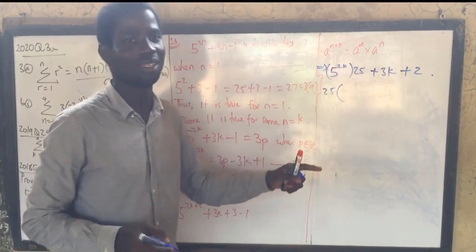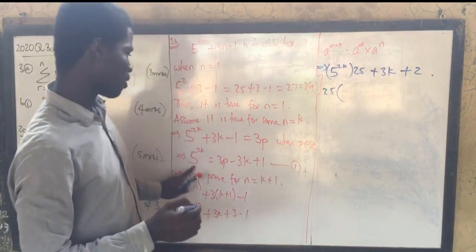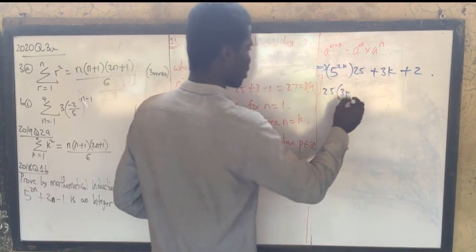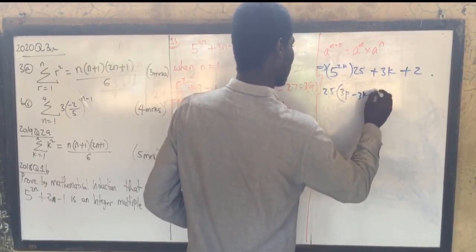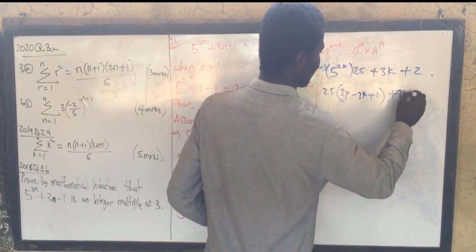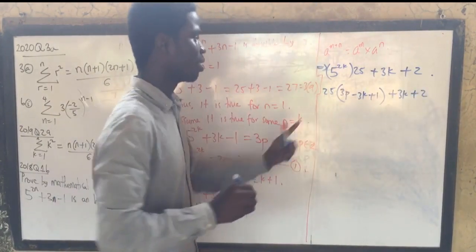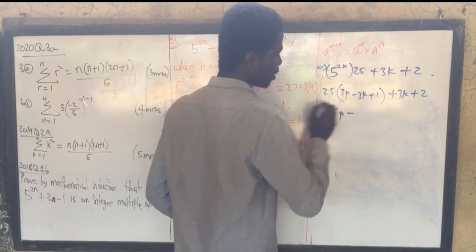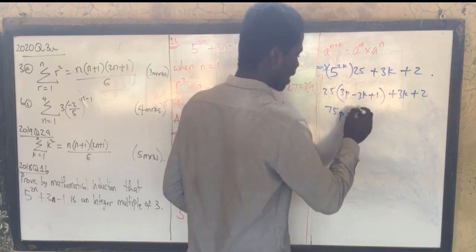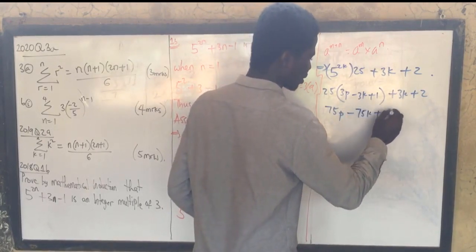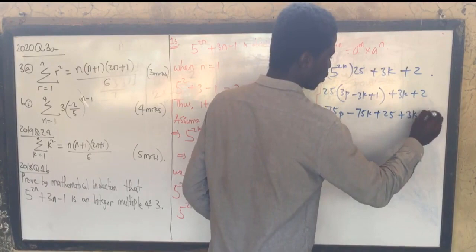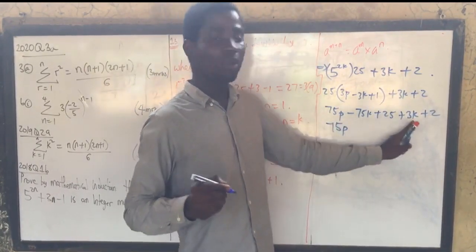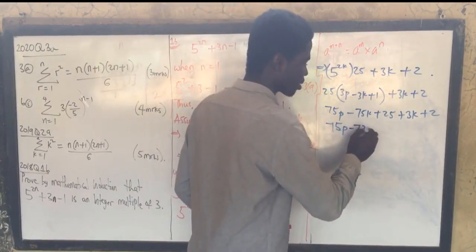What is 5 raised to power 2k? This is it. 5 raised to power 2k is equal to 3p minus 3k plus 1, plus 3k plus 2. That is what I'm going to have. So open the bracket. This is 25 times 3 is 75. 75p minus 75k plus 25 plus 3k plus 2. So I have 75p minus 75k plus 3k, that is minus 72k.